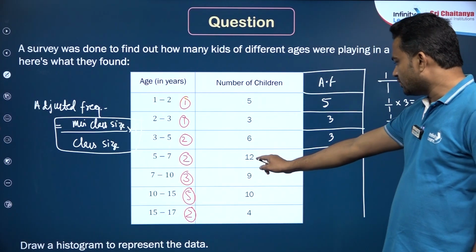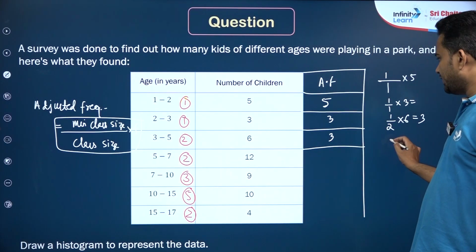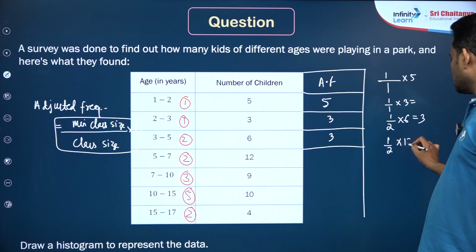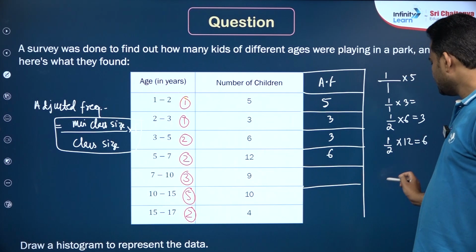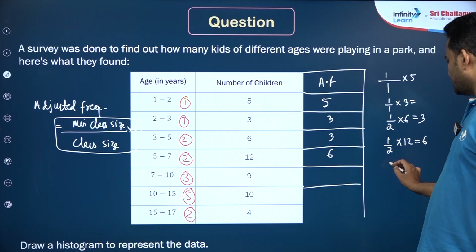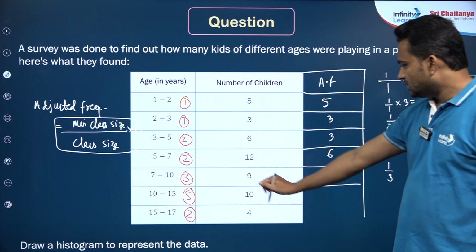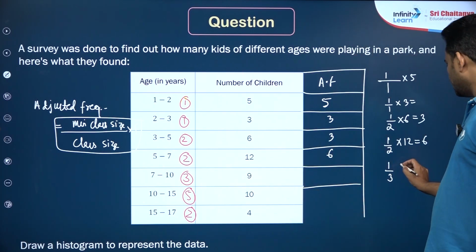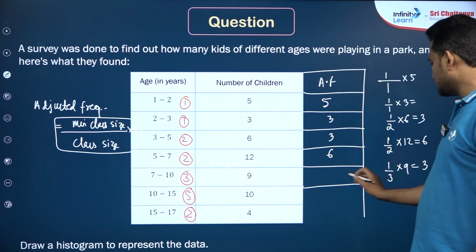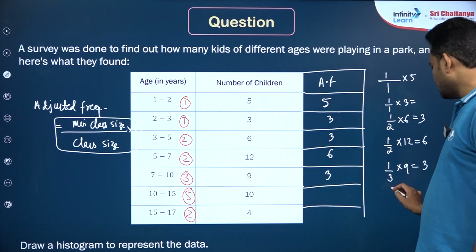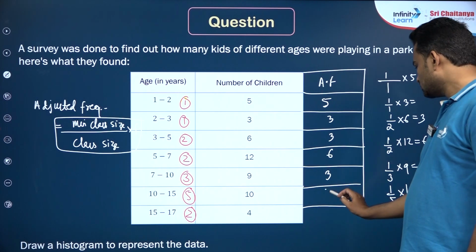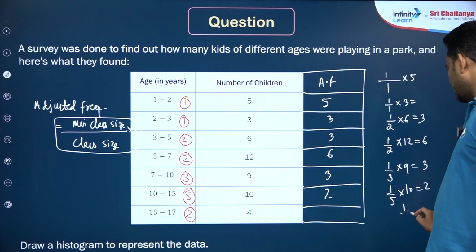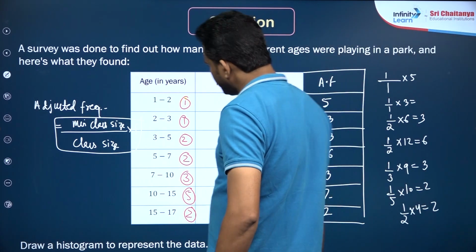So for that, what will be? Again guys, 1 by 2 into 12, that is 6, so it will be 6, right? And for that, here we have 1 and the given is 3 into 9. Once you solve this, you will get 3. And for this class interval we have 1 by 5 into 10, that is 2. And for this we have 1 by 2 into 4, that is again 2. So this is the new frequency.